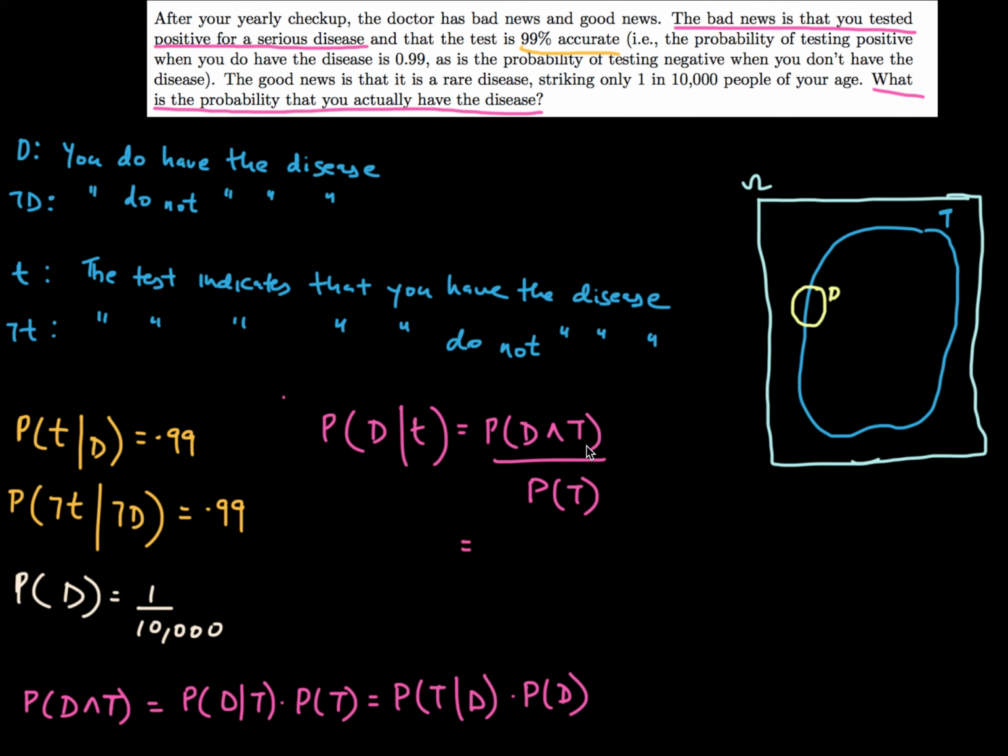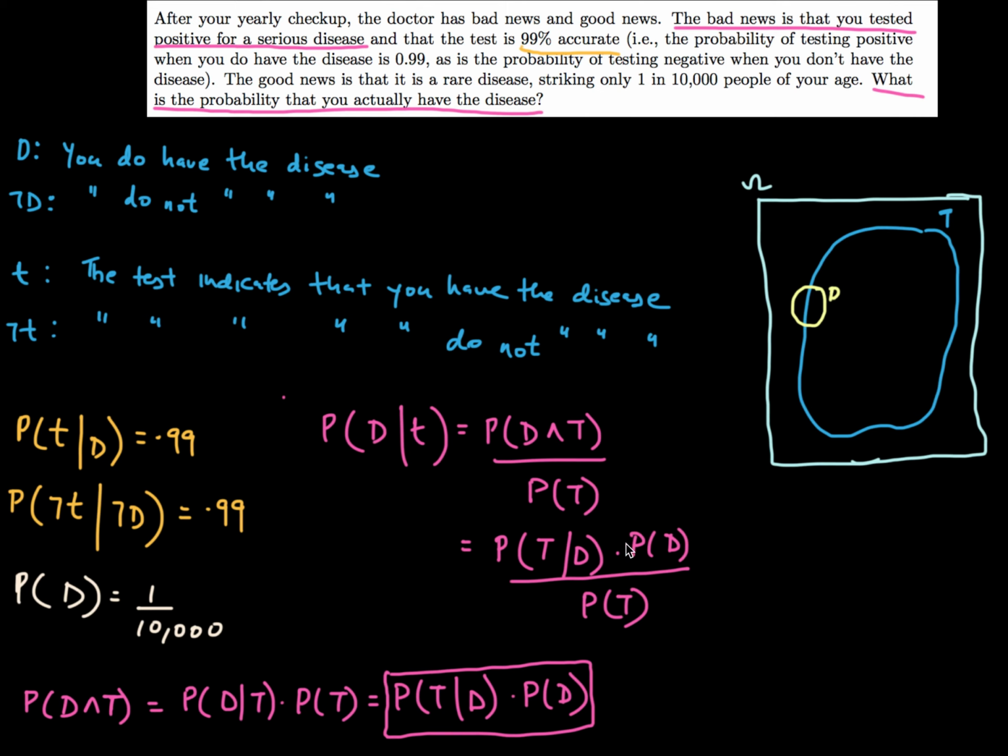When I say D and T, I'm going to rewrite this as the probability of T. I'm just going to apply this piece over here. Take that piece over here, which is P of T given D times the probability of D over the probability of T. Okay, now what is the probability of the test being positive given that you have the disease?